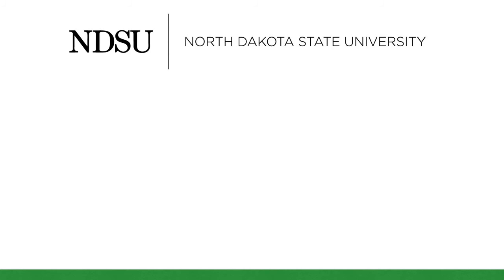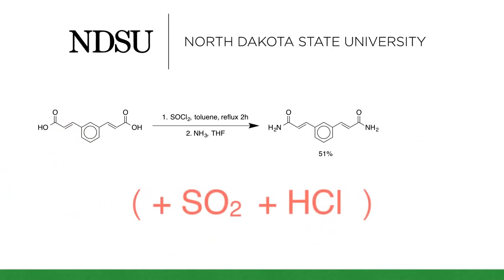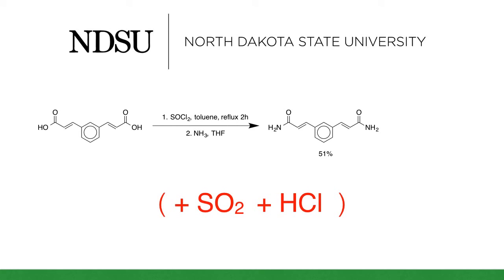I was performing this synthesis. It's not super important what it is, just that there are reactants on the left-hand side of the equation. Then there are a set of reaction conditions above and below the arrow, and then there are products on the right. However, there's a few small things that are missing, specifically sulfur dioxide and hydrochloric acid, which are actually very important when it comes to green chemistry analysis, but these are often omitted.